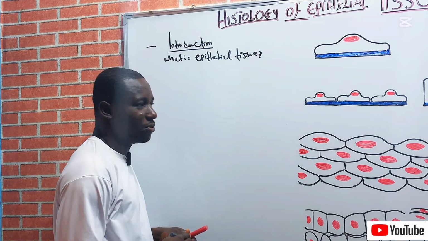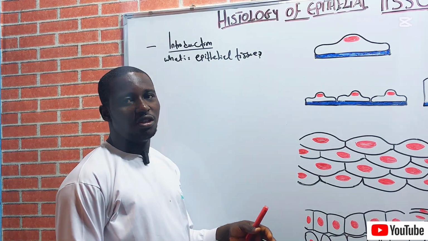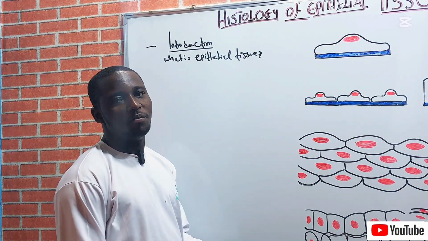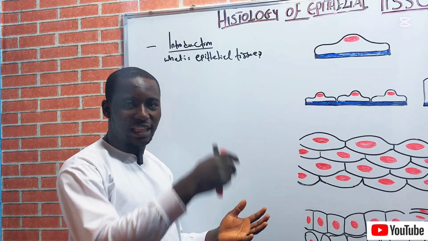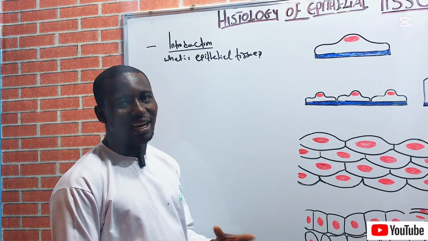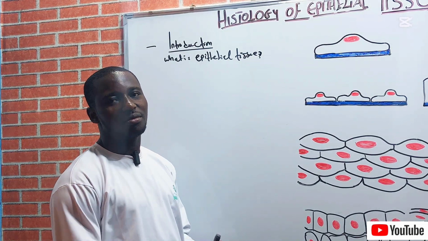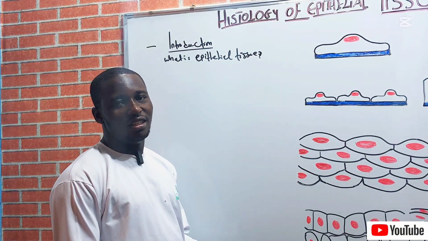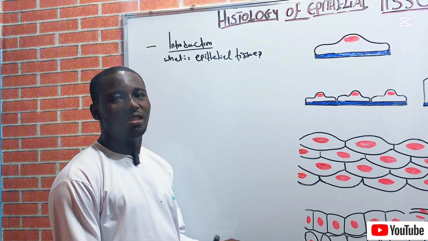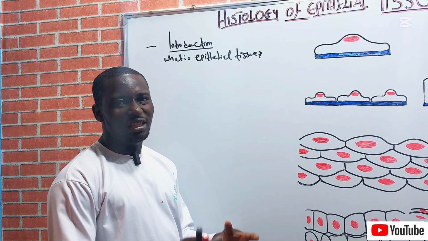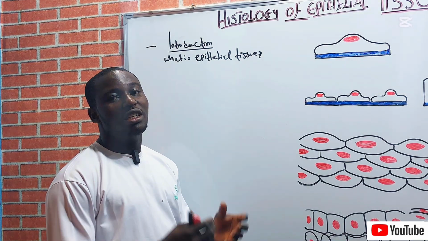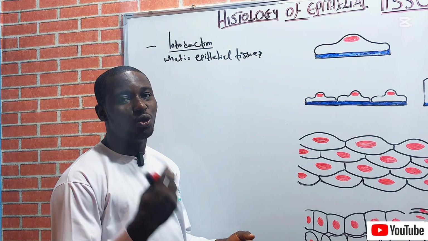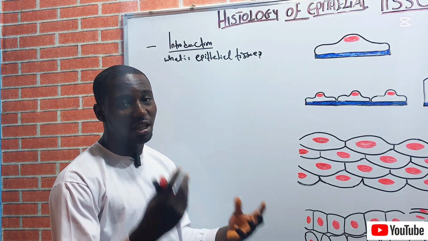What is epithelial tissue? Epithelial tissue is a covering of the internal and the external surface of the body. It lines the body cavity, tubes, and most importantly, the glands of the body, because the glands are secretory in nature. And secretion is one of the cardinal functions of the epithelium.